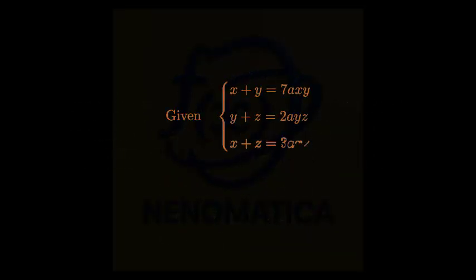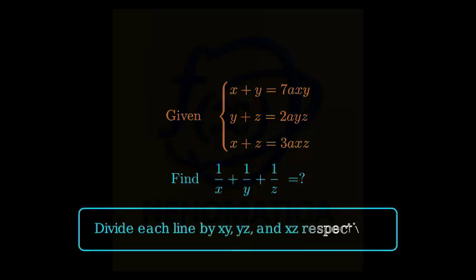Here is the problem statement. We are given three equations and asked to find a specific reciprocal sum. The key idea: divide each equation by the product of its variables. This converts sums like x plus y into sums of reciprocals like 1 over x plus 1 over y.